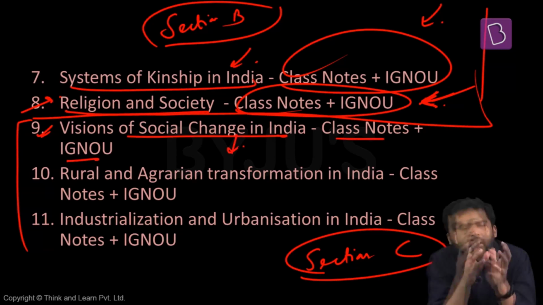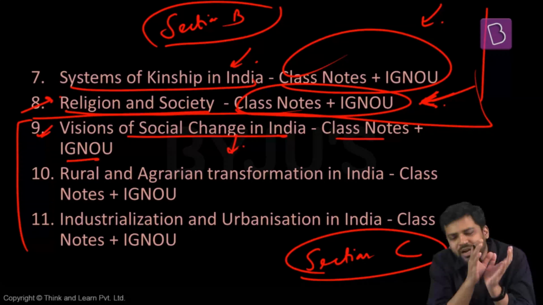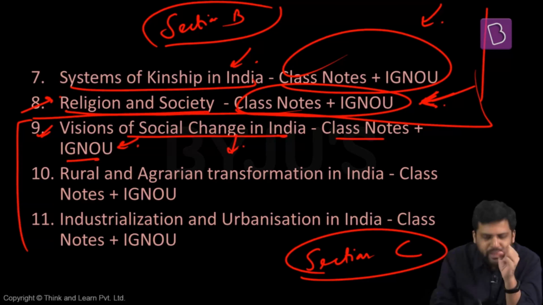This particular chapter talks about the idea of planned change, idea of mixed economy. It talks about the relationship between education and social change. So all these things we will be covering. IGNOU is a very good resource for this.